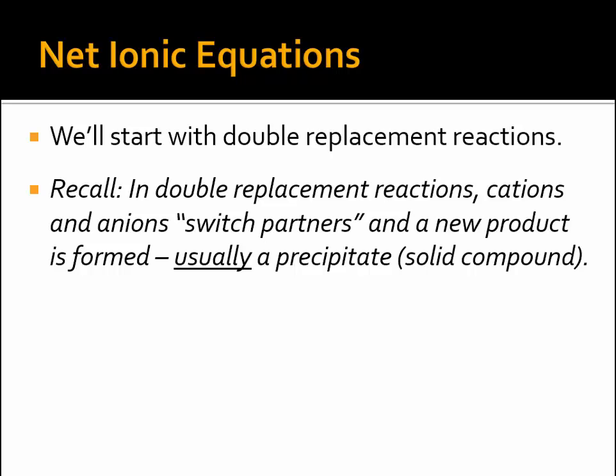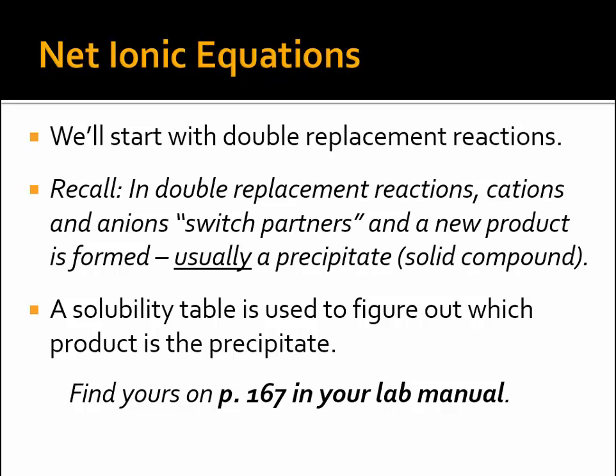But just remember that in double replacement reactions, cations and anions switch partners more or less, and when they do, a new product can be formed. When it shows up, it's often a precipitate that shows up as a solid that can't dissolve, so that's an insoluble compound. And so we're looking for that insoluble compound as the thing that we see with our eyes. As you do this for double replacement reactions, you're going to need to use a solubility table.